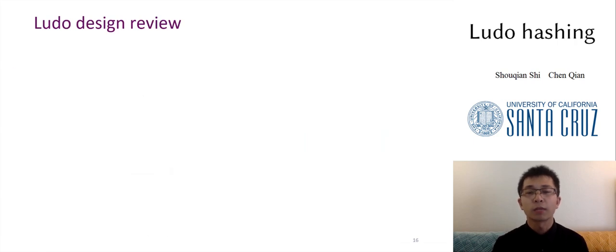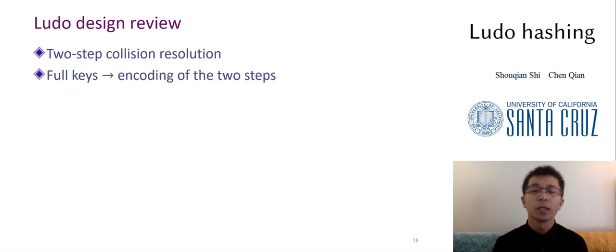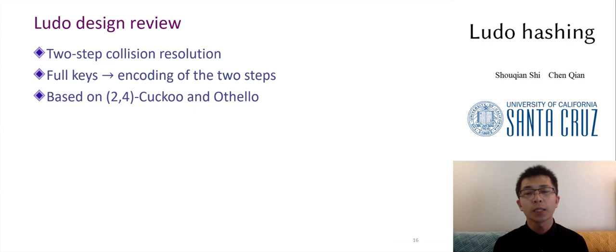So far, we have covered the following topics for Ludo hashing: the basic idea of two-step clearing resolution, and to encode the two clearing resolution steps with minimized information to avoid storing full keys. The lookup and construction are based on the existing 2-4 cuckoo and Othello.